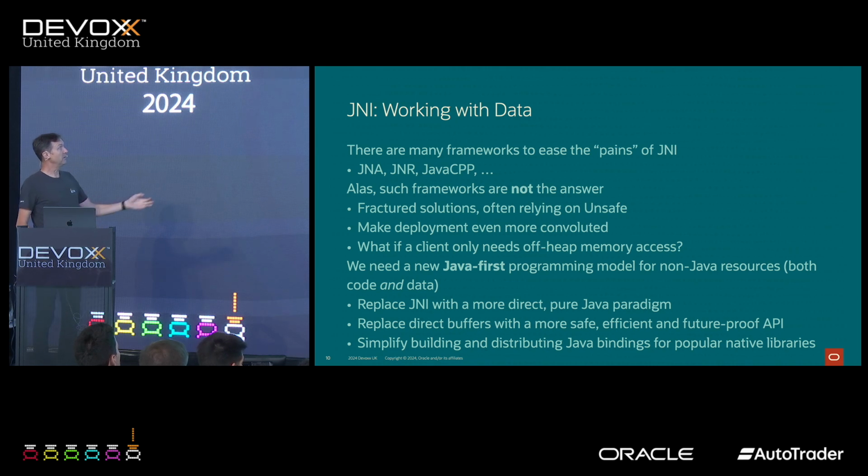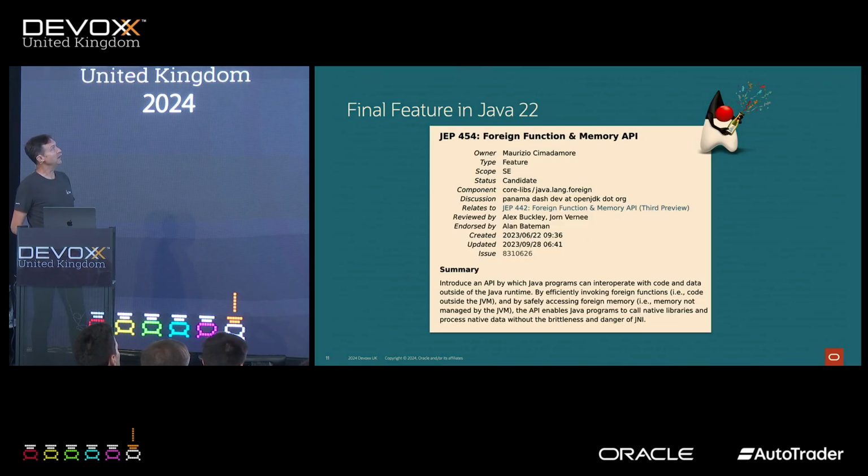There are a lot of other frameworks that are trying to make this simpler. But we need something more Java-centric, something better, something more future-proof. And hence we have this JEP, the foreign function and memory API, which became a final feature in Java 22 after, I think, more than 10 years of work. So that's really good.